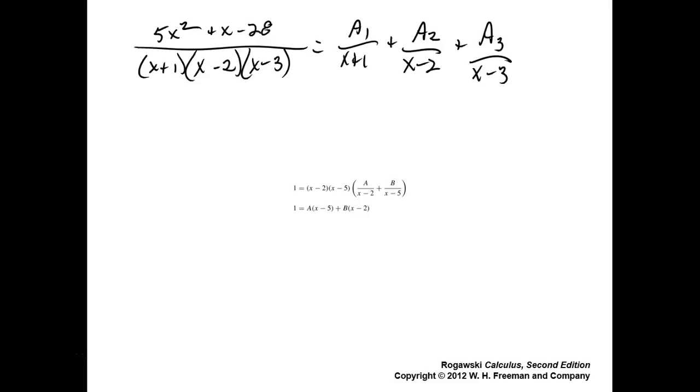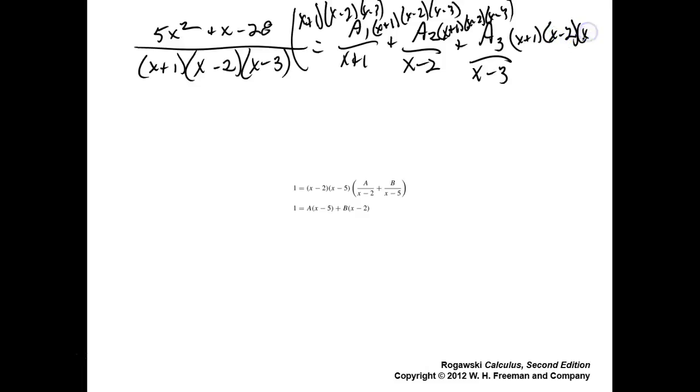Okay? So, on this side, we're going to multiply by x plus 1 times x minus 2 times x minus 3. We're going to multiply this a1 times x plus 1 times x minus 2 times x minus 3. This a2 times x plus 1 times x minus 2 times x minus 3. I wish I'd have had a bigger board. Multiply this by x plus 1 times x minus 2 times x minus 3. Okay, multiply everything on both sides of the equation by that same common denominator. What happens here?